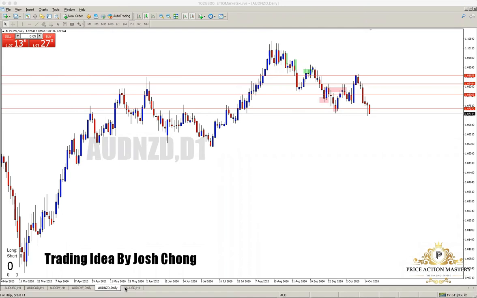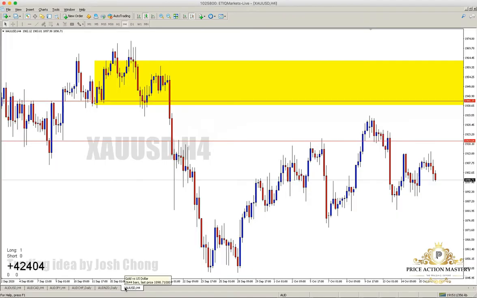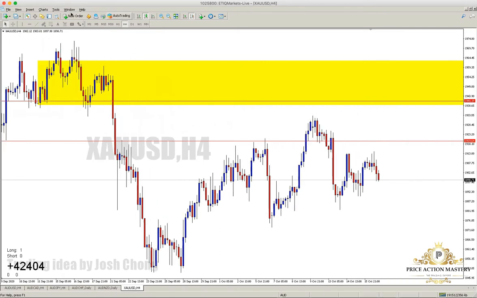Okay, another pair is gold. So what is happening in gold? Let's look into it. This is the high, a higher high, and then a higher high, and then a higher high. This is a higher low, higher low, and then a higher high.